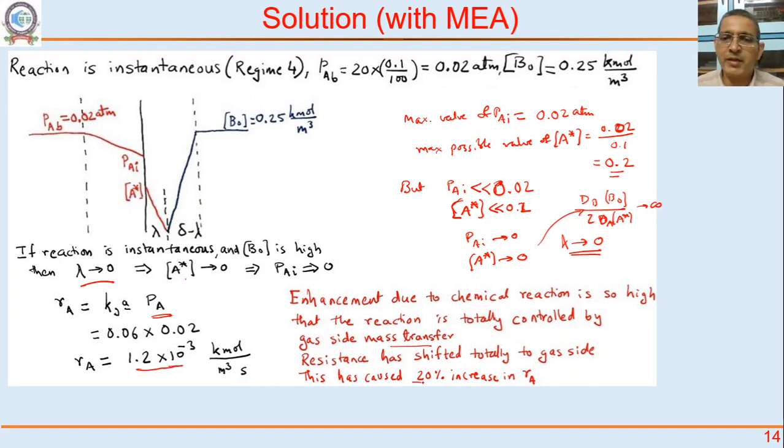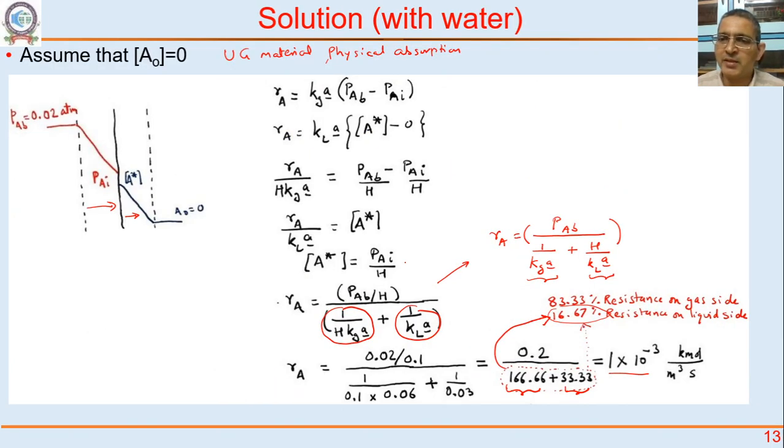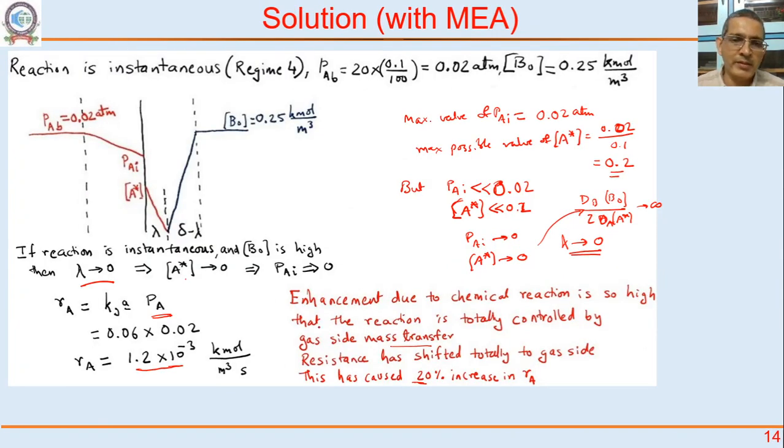Just a 20% increase, but because liquid side resistance was already small, it was only 16%. Already the majority of the resistance was gas side. Already it was 83% resistance. Now it is 100% resistance. So the enhancement is only by that factor, 100 by 83.33, or a 20% increase. Okay.